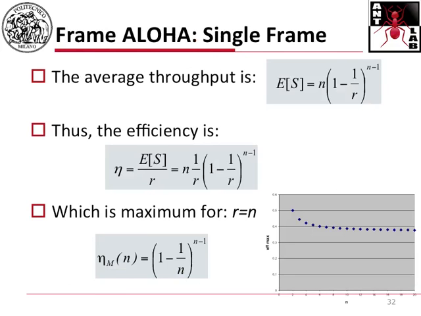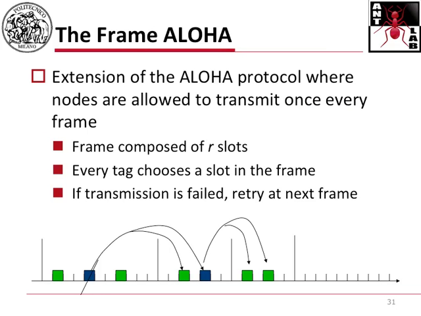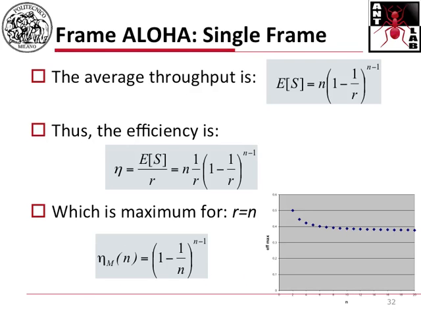Okay, so let's see what the performance is of this kind of approach. Let's use the same performance metric we have defined before, the efficiency of the collision arbitration process. So the first thing we have to calculate to get to that measure is the throughput of a frame Aloha approach. And to do that, we start off considering the frame Aloha on a single frame basis.